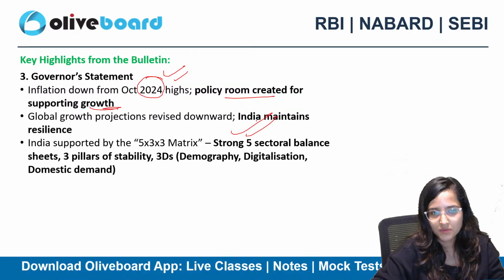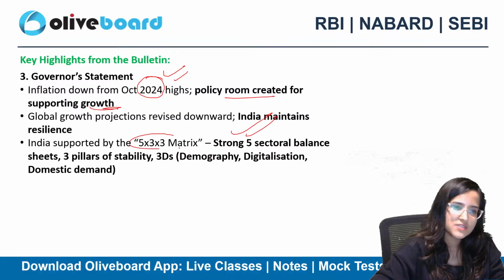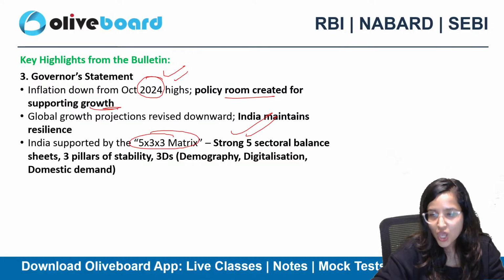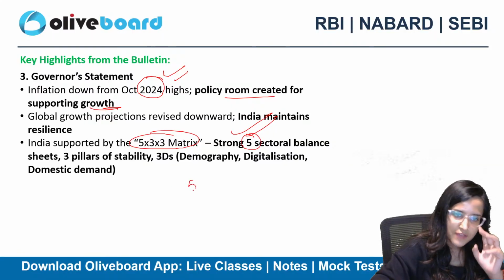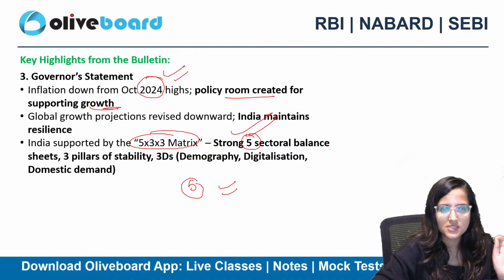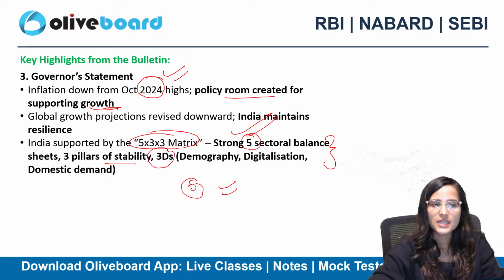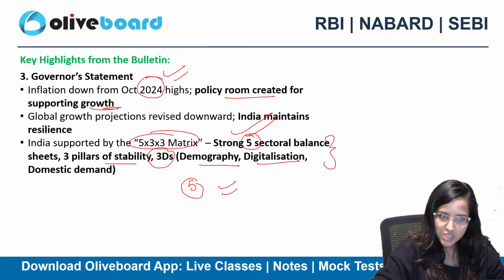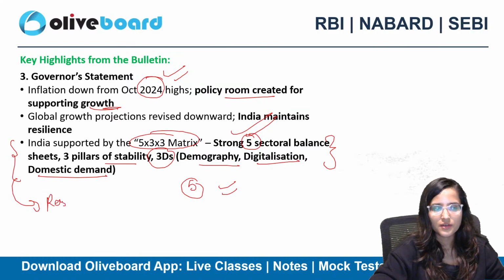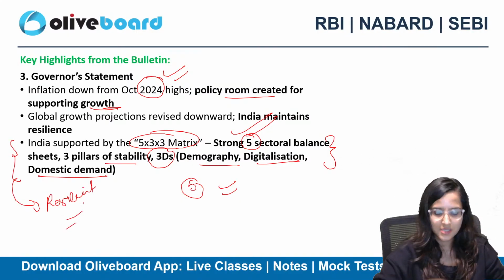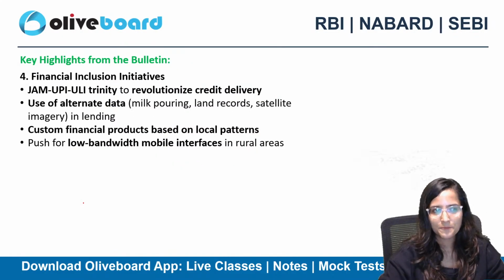India's growth trajectory remains resilient, and India is supported by this 5 by 3 by 3 matrix, which is that there are these 5 sectoral balance sheets. We are going to discuss this in detail in the next few slides. We have 3 pillars of stability and the 3 Ds, which are your demography, digitalization, and domestic demand. Because of this, India's growth remains resilient. Okay, now let's see in the next few slides. We're going to discuss this matrix in detail.